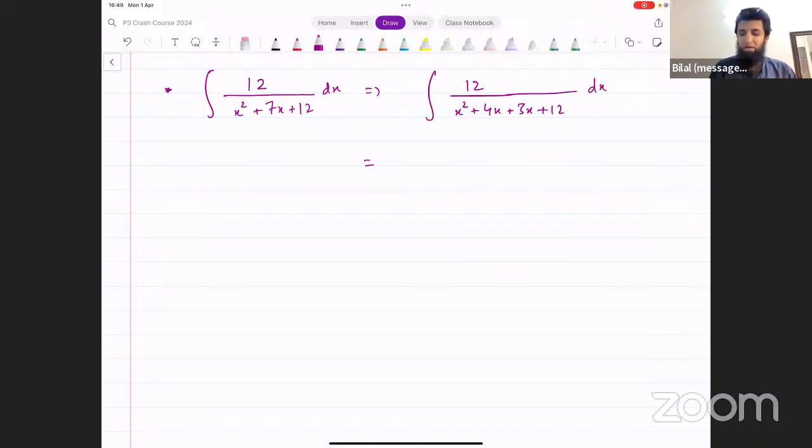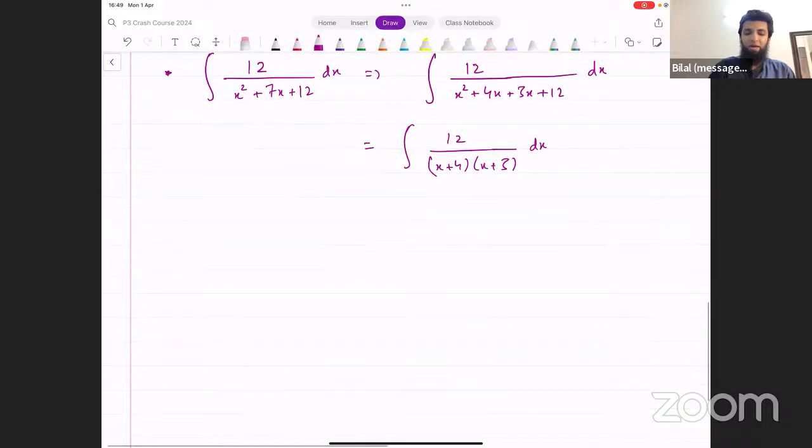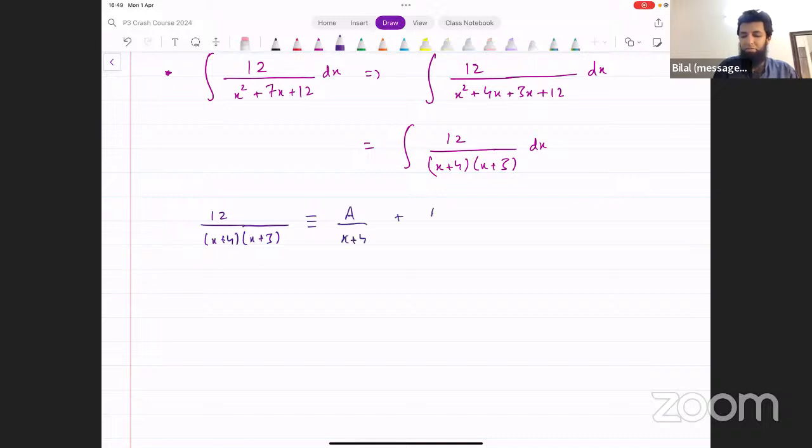And then this could be written as the integral of 12 over x plus 4 and x plus 3. You get this factorized form. And now you find the partial fractions for this: 12 over x plus 4 into x plus 3. You say this is equal to a over x plus 4 plus b over x plus 3. You'll find these partial fractions and then integrate using the ln rule.